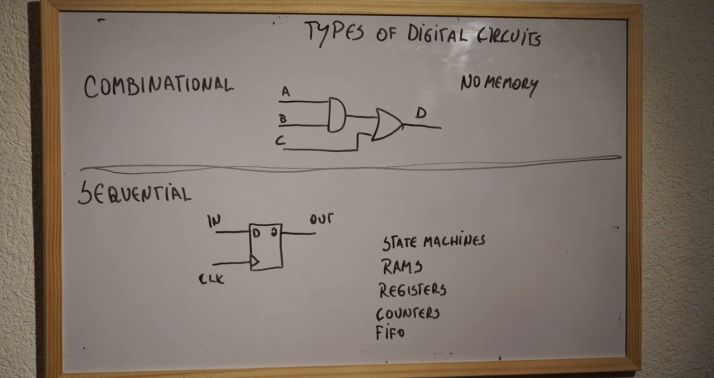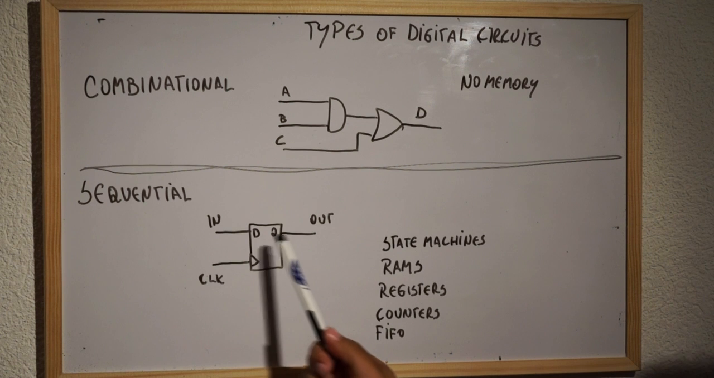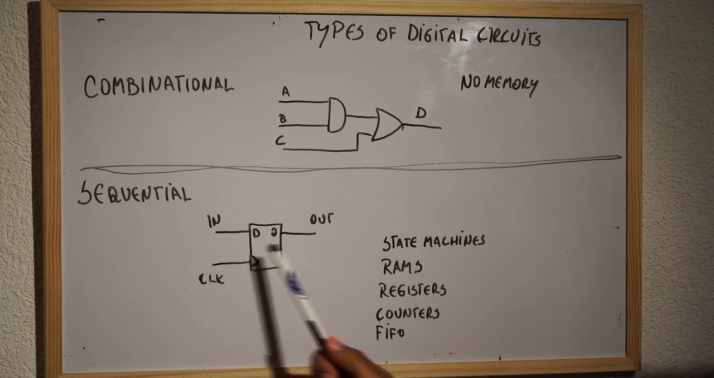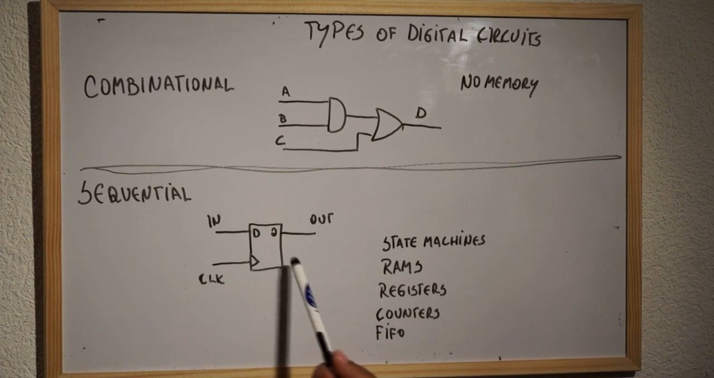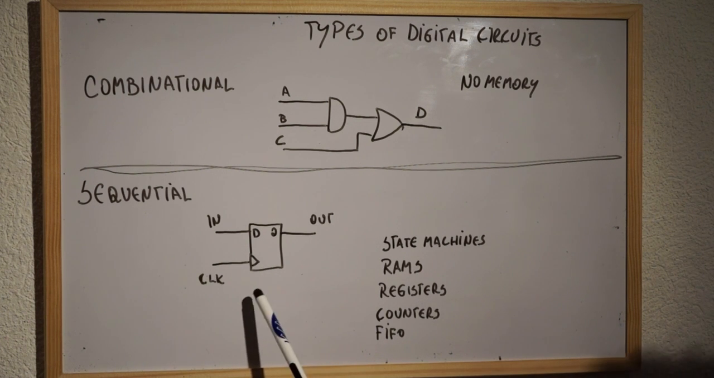Now sequential circuits. Sequential circuits have memory. Kinds of sequential circuits are ROMs, state machines, registers, counters, or FIFOs. For instance, here is the simple case of a D flip-flop. The D flip-flop is going to sample the input only on the rising edge of the clock. If the rising edge does not come again, the previous input will be memorized forever. So this is, for instance, the simple case of a 1-bit RAM, a 1-bit memory.